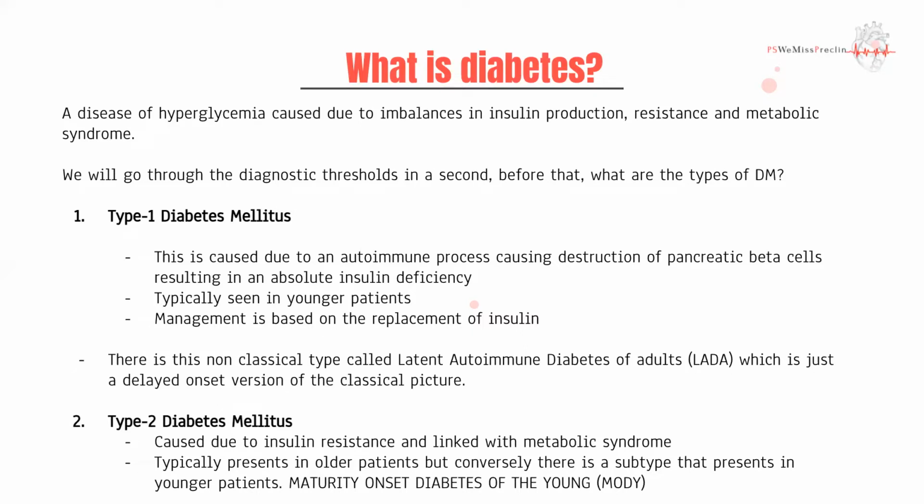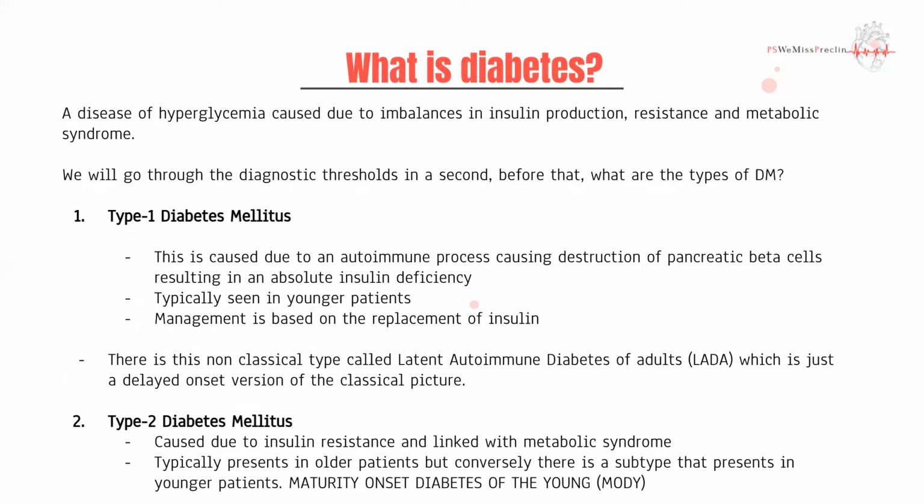If you don't produce insulin, you are going to end up with hyperglycemia, because whenever you do eat food, you're not going to be able to move that glucose from the blood into the cells, because that's what insulin does. And this is typically seen in younger patients. And the primary management is focused around supplementing insulin and providing it exogenously if they can't produce it.